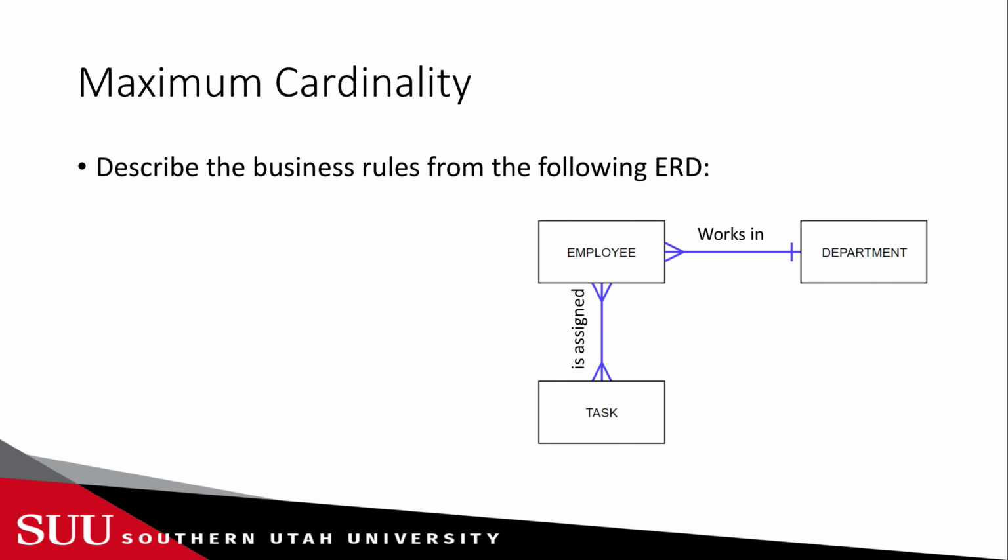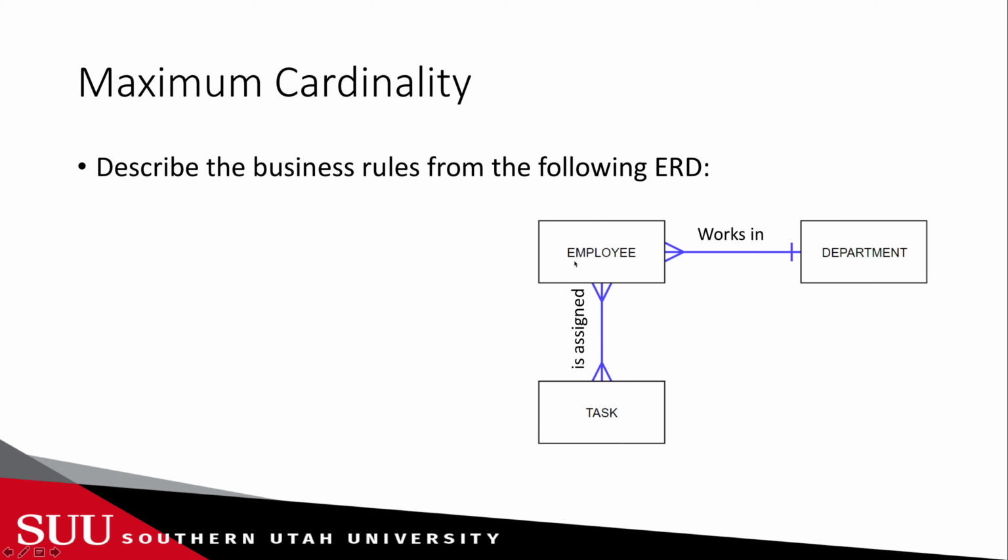First of all, how many business rules are we going to have in this situation? For each relationship, you will have two business rules. So in this case, I have two relationships. The first one being works in, and the second one being is assigned. So I'll have two business rules for this top one and two business rules for this bottom one. Now let's try to read this.